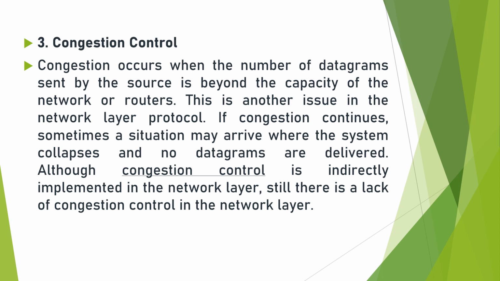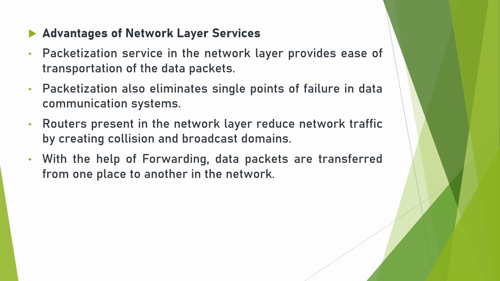Congestion control. Congestion occurs when the number of datagrams sent by the source is beyond the capacity of the network or routers. This is another issue in the network layer protocol. If congestion continues, sometimes a situation may arise where the system collapses and no datagrams are delivered. Although congestion control is indirectly implemented in the network layer, there is still a lack of congestion control in the network.